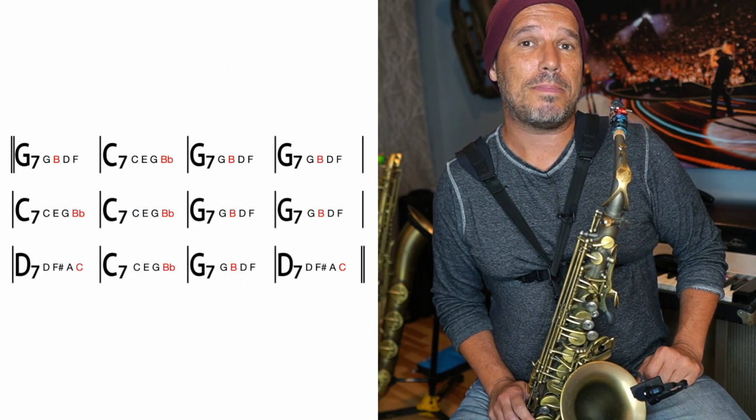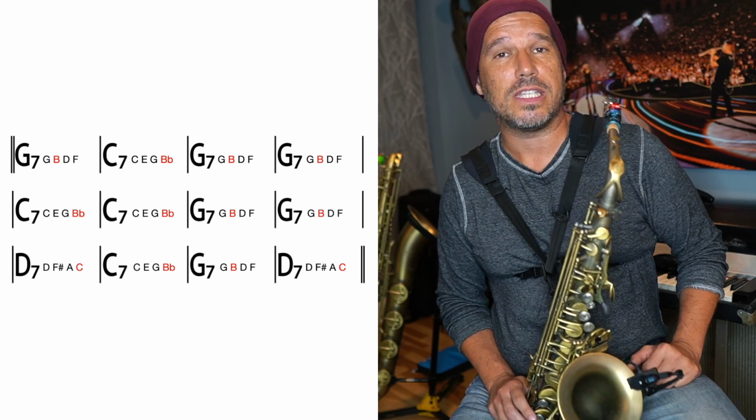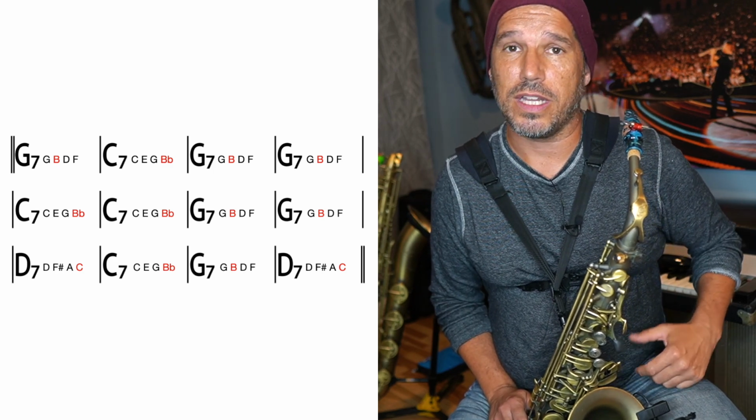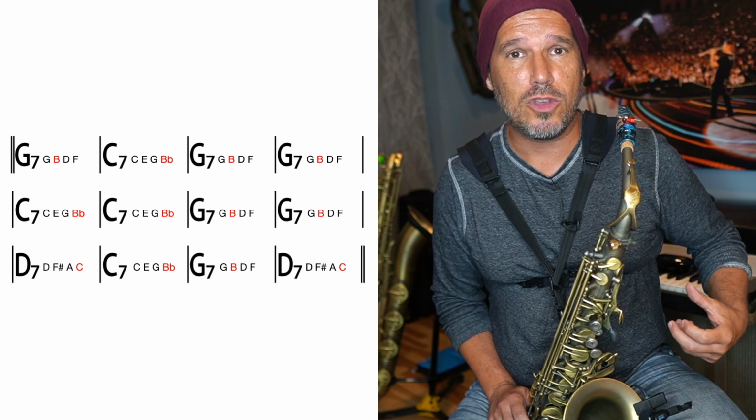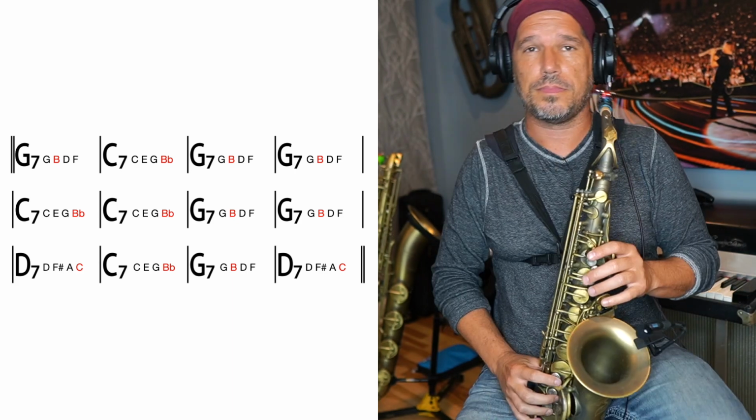So take a listen to me playing through the blues progression one more time, and this time I'm going to start on the B natural, and I'm going to go to the B flat for the C7. And you're going to hear that you can tell what's going on in the chords by me using this type of voice leading. So I'm going to go from the B to the B flat.